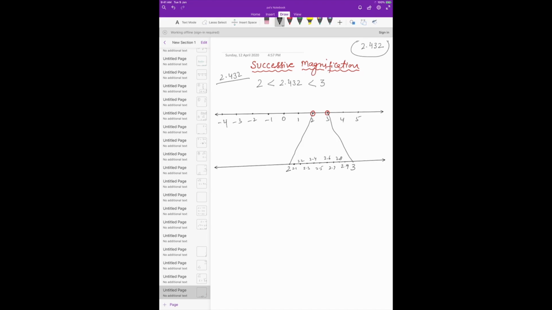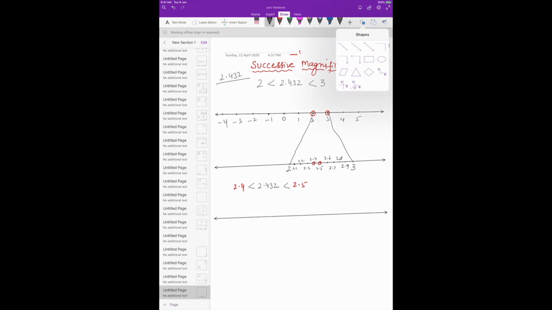Now if I ask you, 2.432 lies between which two numbers on this second number line? More precisely, we can say it lies between 2.4 and 2.5, because it is 2.432, meaning more than 2.4 but less than 2.5. And now we will expand the portion between 2.4 and 2.5 on another number line.